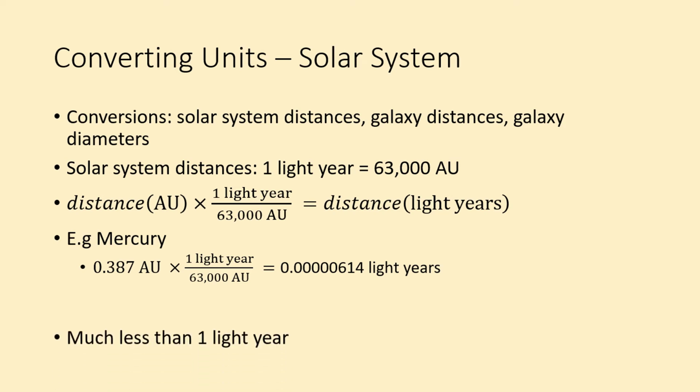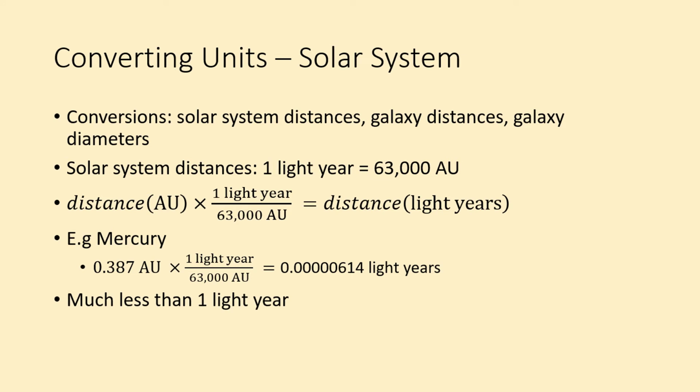Notice that this is a very small number. Remember that AUs are much smaller than light years, so even a planet that is tens of AUs away from the Sun will still be much less than 1 light year away. Use this approach to fill in the rest of the solar system distances on Table 1.